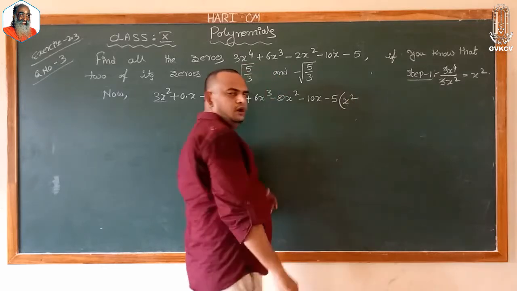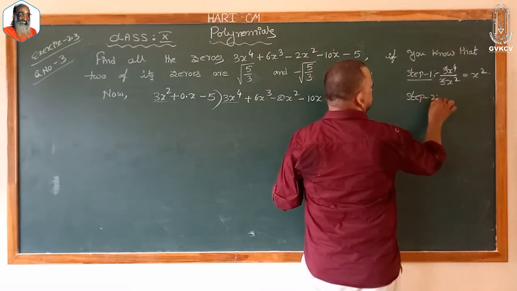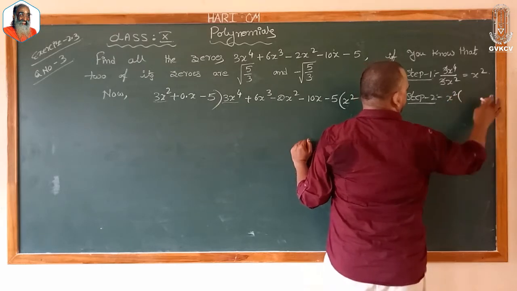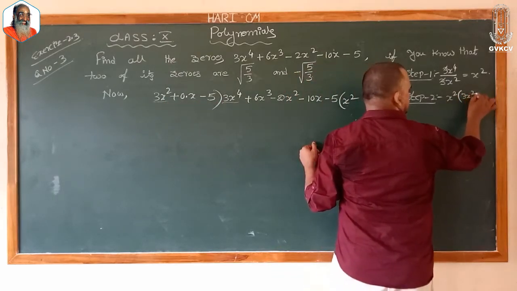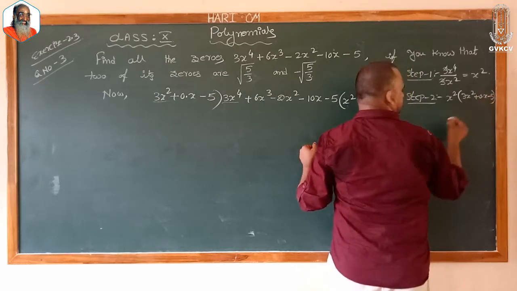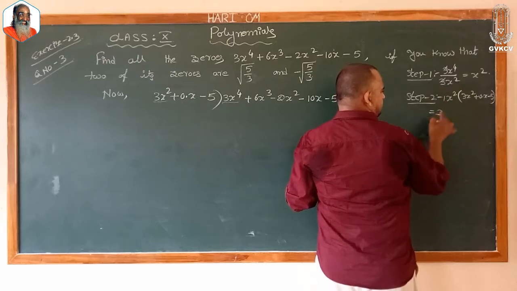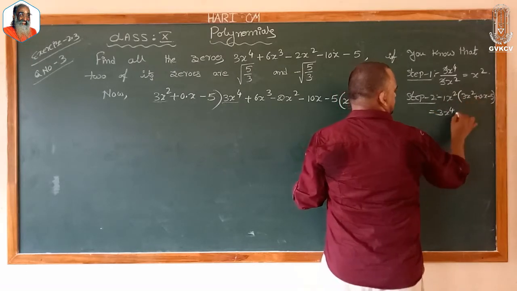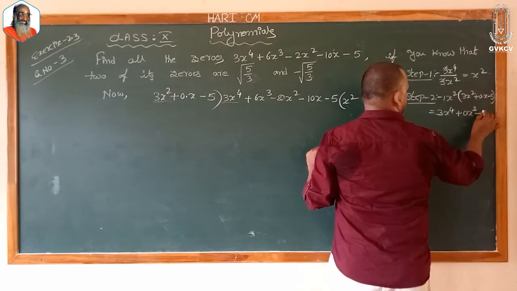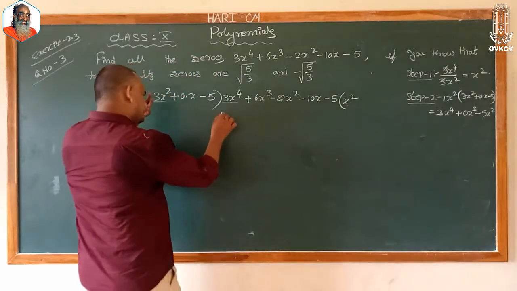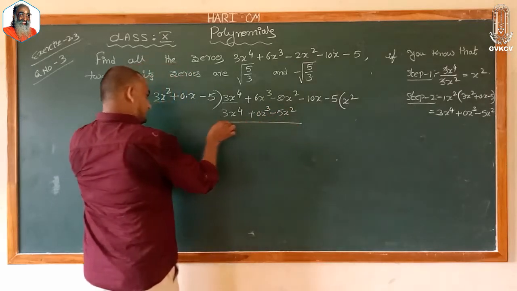So in the quotient I am writing x^2. Step 2: with this quotient x^2, I should multiply the divisor. What is the divisor I have here? 3x^2 plus 0 into x minus 5. Let us multiply x^2 into 3x^2: 1 3 is 3, x^2 into x^2 is x^4. 1 zero is 0, x^2 into x^3 is 0. And x^2 into minus 5 is minus 5x^2. So what I have here: 3x^4 + 0x^3 - 5x^2.